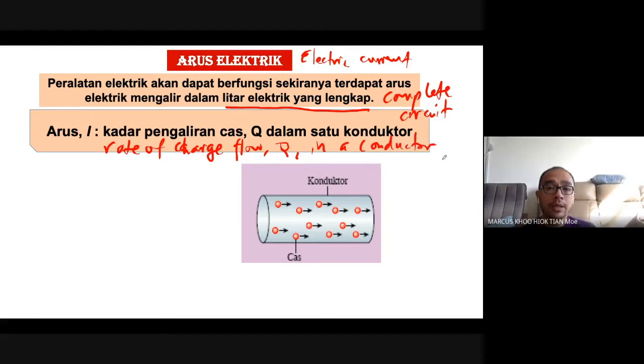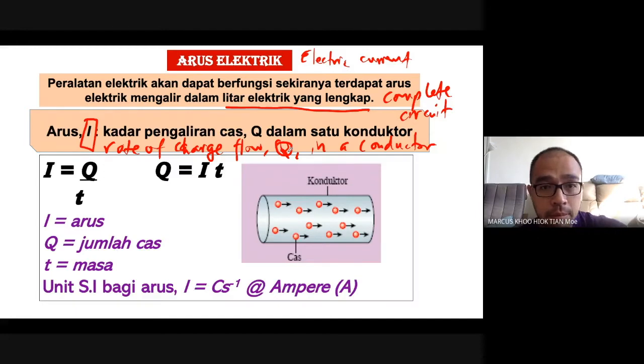Okay, so this is the definition for electric current, which you can write in your box now. Electric current, which is given by the letter I, I for current, is the rate of charge flow, Q, inside a conductor. And so we get the formula over here. The formula is I equals Q over T.